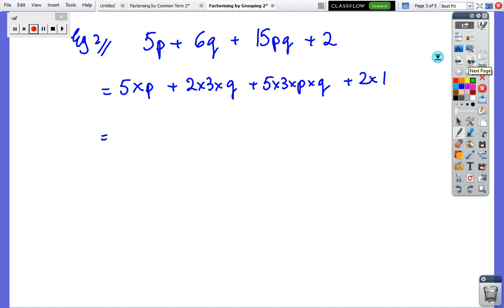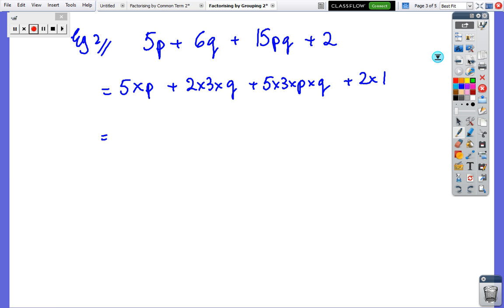Okay, so here's one I've started for you. I want you to again group them in pairs. I've written out the factors. I want you to group them in pairs, circle the like terms, and then see if you can get an answer. So pause, circle the like terms, see if you can get a common bracket, and then you should probably finish it off. But have a go yourself.